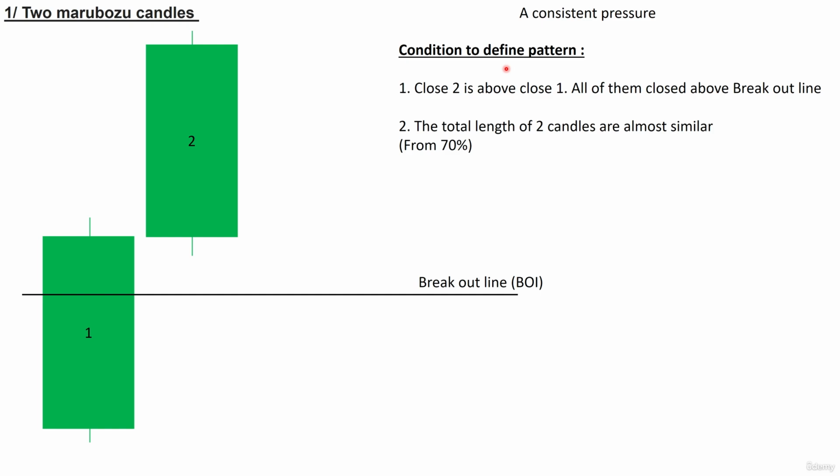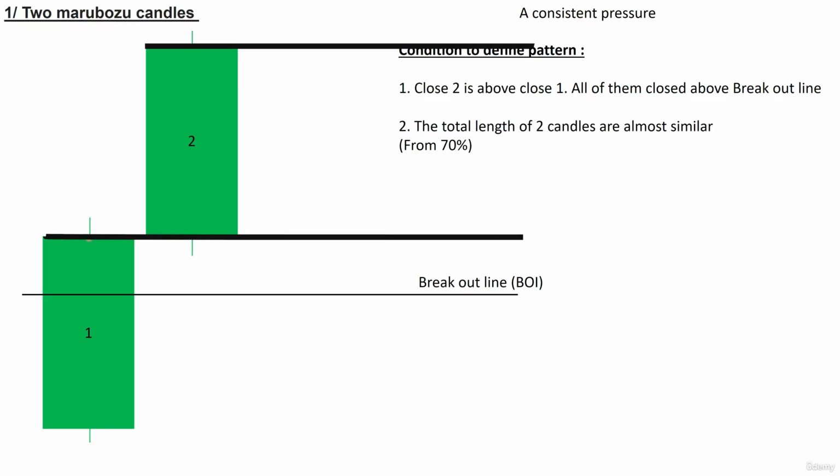And one more condition for a breakout here: all of the close prices right over here need to close above the breakout line. For example, right here you can see that we have the close price of the first candle here and the close price of the second candle here. All these close prices need to close above the breakout line. It means that we need to see 2 Maru candles close above the key level, POI zone, recent high or the range to confirm a valid breakout. That is the meaning of the first standard right here.